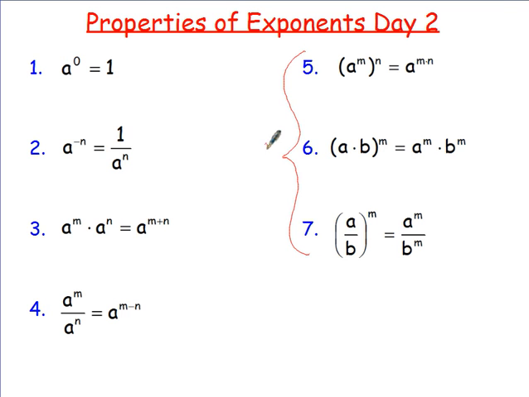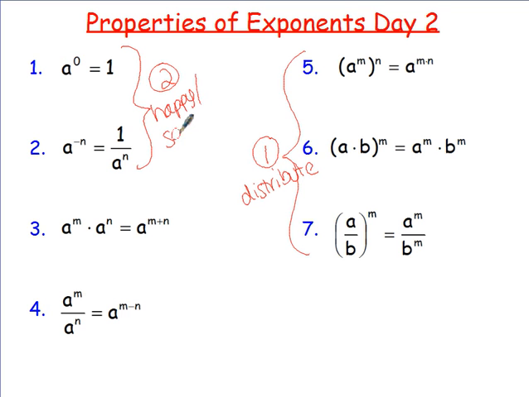These 3 we do first, and their purpose is distributing. We use these 2 second, and their purpose is happy, sad. And we use these 2 third, and their purpose is to combine like terms.